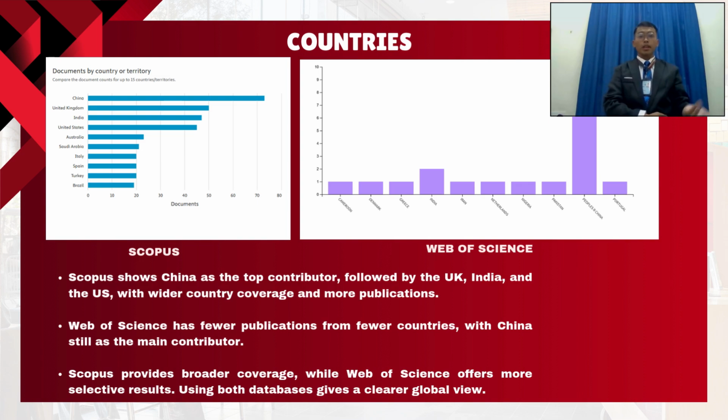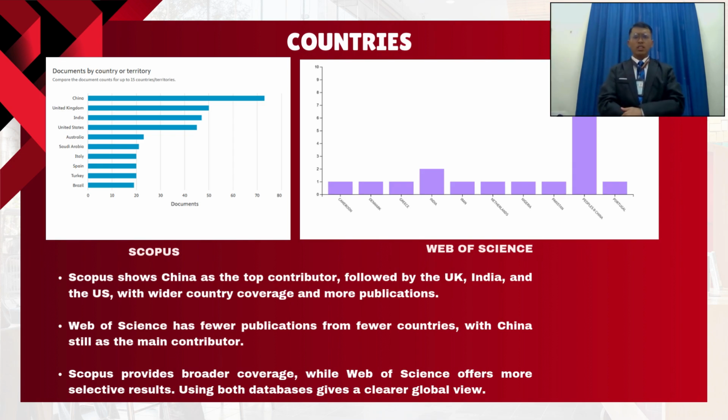Next, let's compare country-level contribution between Scopus and Web of Science. In Scopus, China emerged as the top contributor, followed by the UK, India, and also the US. Scopus also shows wider country coverage overall, with a larger number of publications across different regions. This makes Scopus particularly useful for identifying global research trends.